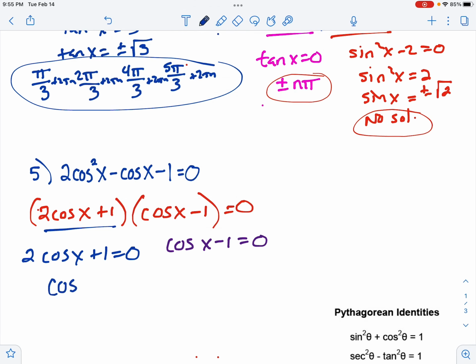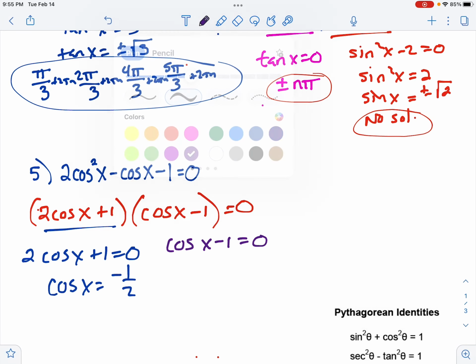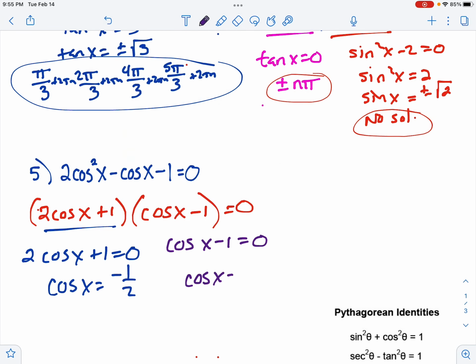So the first one comes out to cosine x equals negative 1/2. The second one comes out to cosine of x equals 1. All right, so let's look at the first one. For the first one, when does cosine x equal negative 1/2? That would be at 2 pi over 3 and 4 pi over 3.